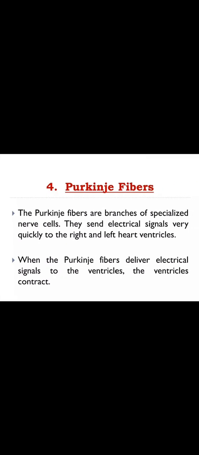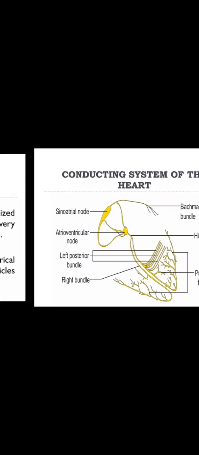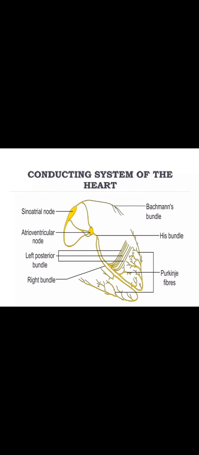Purkinje fibers are branches of specialized cells. They send electrical signals very quickly to the right as well as left ventricles. When the Purkinje fibers deliver electrical signals to the ventricles, the ventricles contract. So this is the conduction system of the heart.